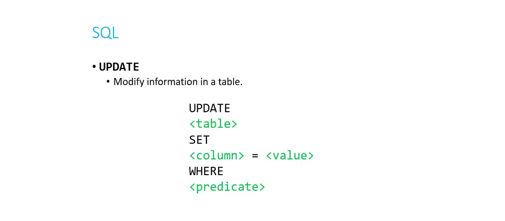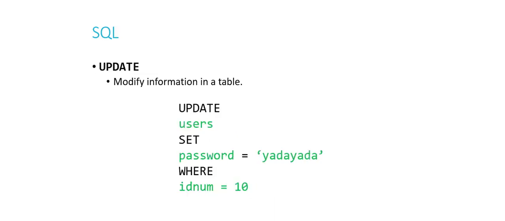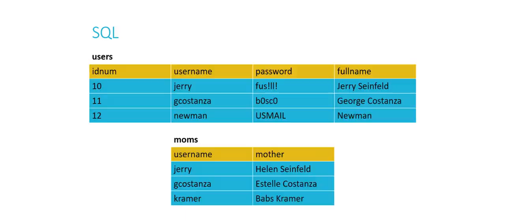The skeleton looks like this: UPDATE table SET column = value. So we're updating some column to have a new piece of data in it. WHERE predicates: we're trying to figure out which row we want to update, and then we're updating that column. So for example, I want to UPDATE users SET password = yada yada WHERE idnum = 10. You can probably guess what's going to happen here. We're going to find the row whose ID number is 10, and we're going to update the password there from Fusili to yada yada. Pretty straightforward.